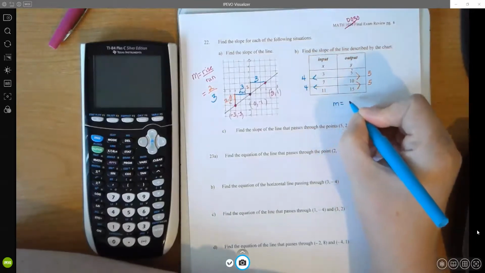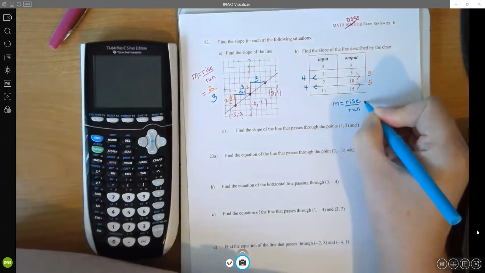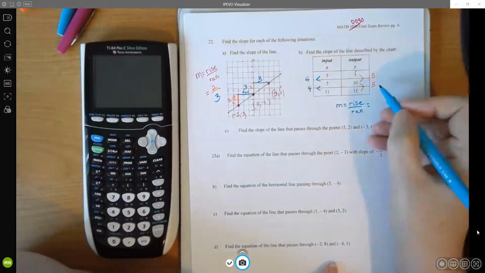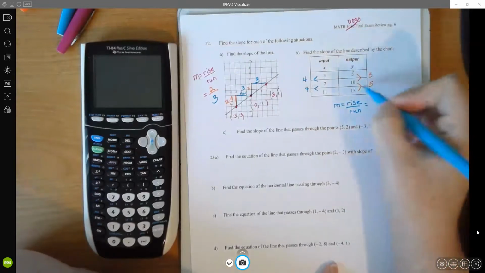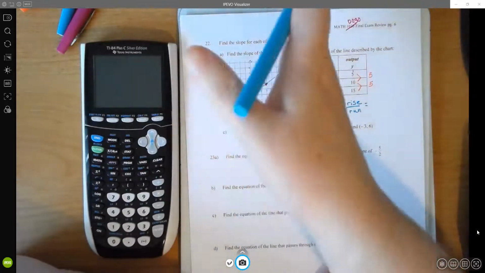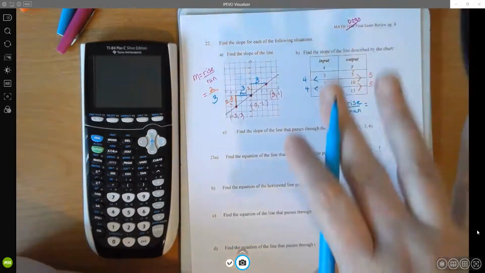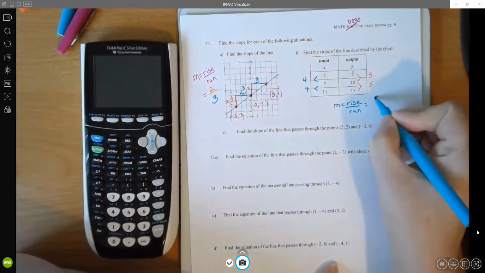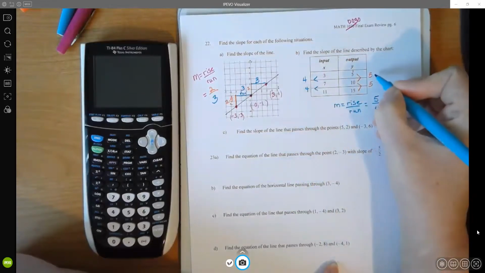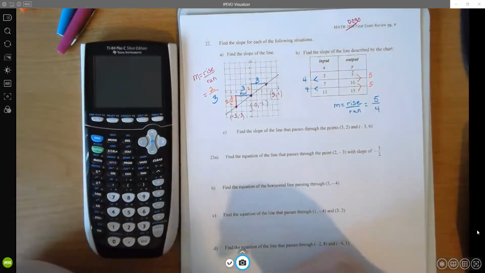Remembering that slope is rise over run, and my rise is the output. Why is the rise the output? Because the y is the up and down, so the y value is your vertical movement. And so that would be the 5 over 4, which is also the 5 over the 4. So it's both the same, and it's 5 over 4.